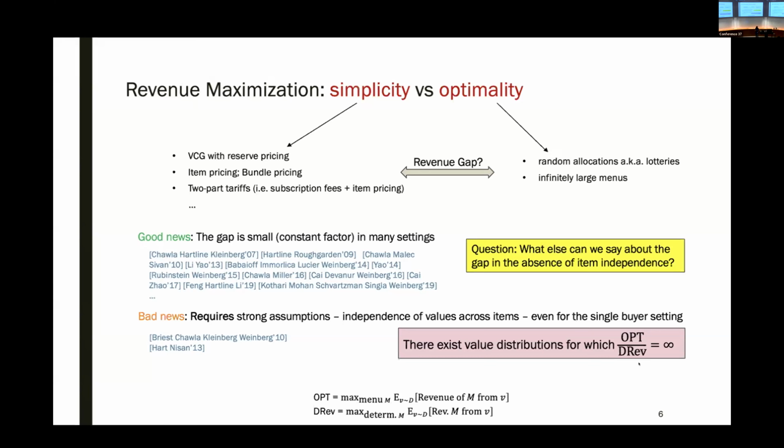Okay, and so the question we want to ask is, we know that in the absence of item independence, we cannot approximate the optimal revenue. Is there anything else we can say about this setting? Okay, is there anything that will allow us to compare, for example, different simple mechanisms? Is item pricing good in that context? Do you need 2-part tariffs in order to do well? So if we just look at the class of simple mechanisms, which one has good worst case performance? This is a question we'd like to answer.